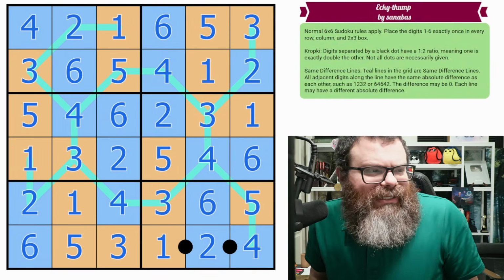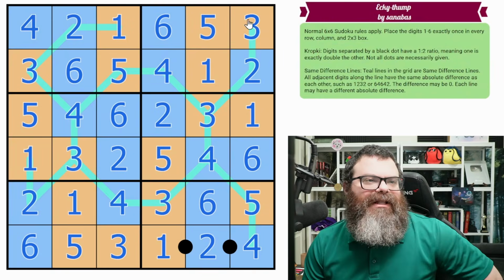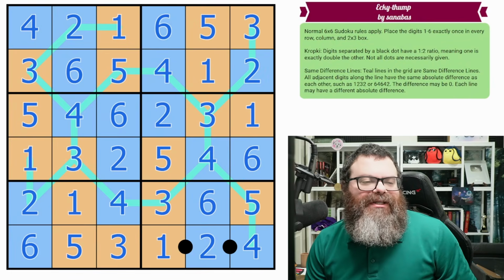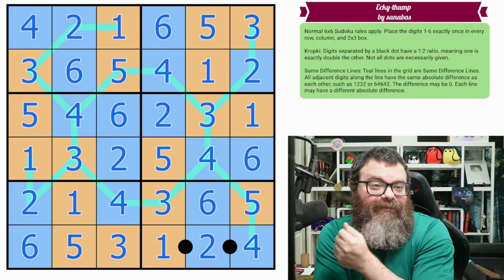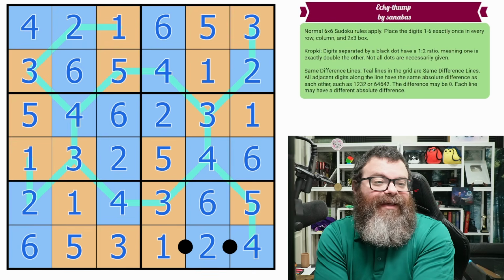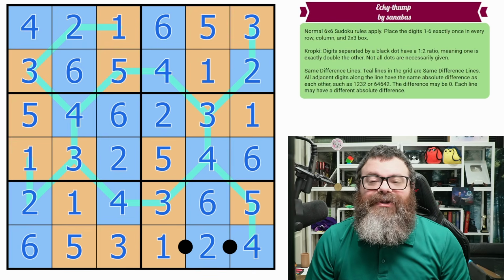Cool puzzle, Sanabas. I enjoyed the logic. I'm glad you built this in where we didn't have to consider a difference of 2 for very long. And then the even odd coloring was always fun to do, coloring like that. All right, well, how'd you do?